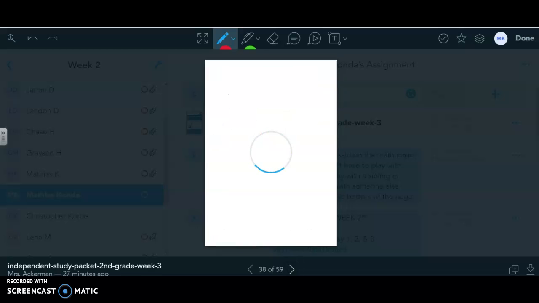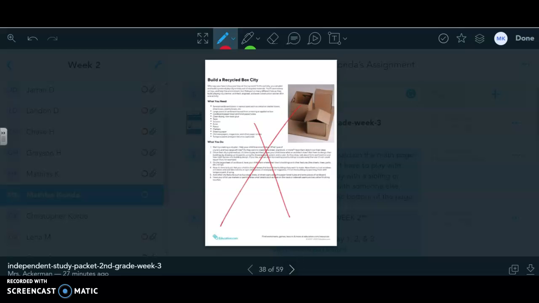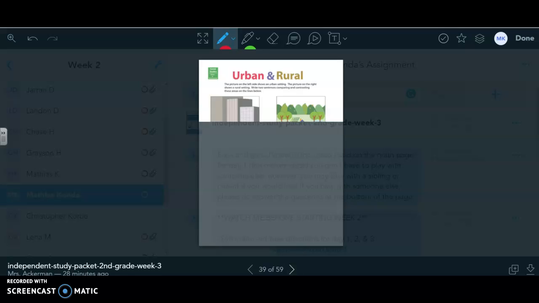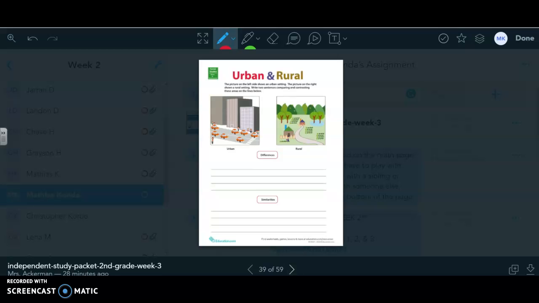You might even work on, cross that out, you don't have to do that one. Maybe you even work on urban and rural. This one's very easy too, boys and girls. The picture on the left shows an urban setting. The picture on the right is a rural setting. Write 2 sentences comparing and contrasting these areas on the lines below.